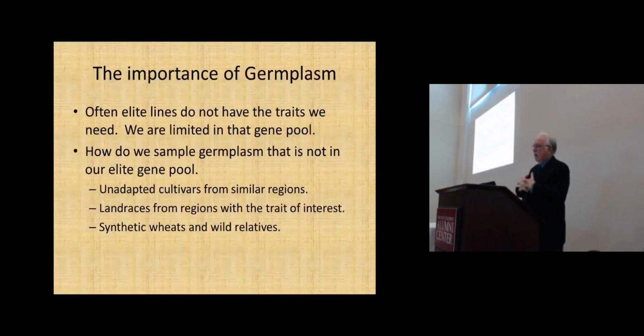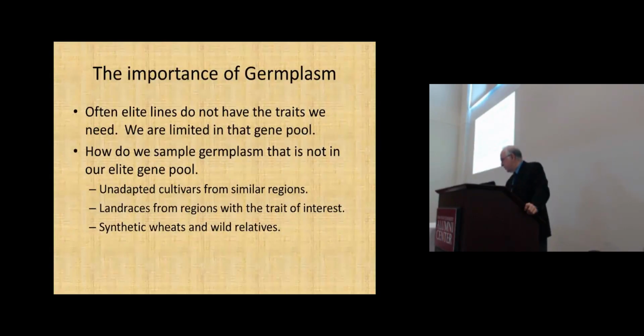Now, the importance of germplasm and the history. Often elite lines do not have all the traits that we want. Every gene pool is limited. That's why you go to the conversion program. That's why you go to tropical crops to find things for your temperate regions.